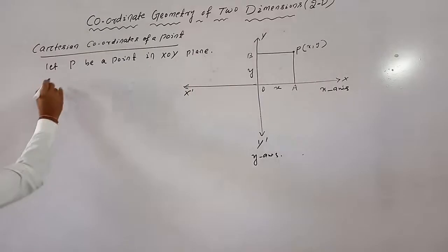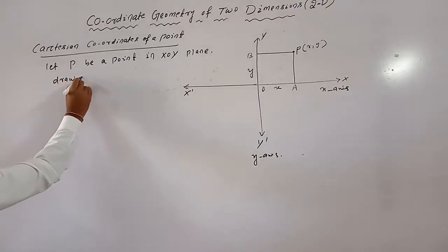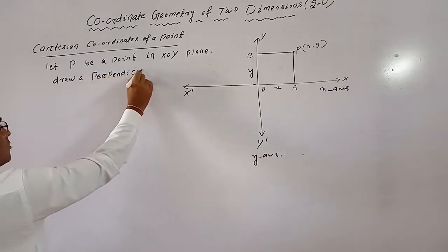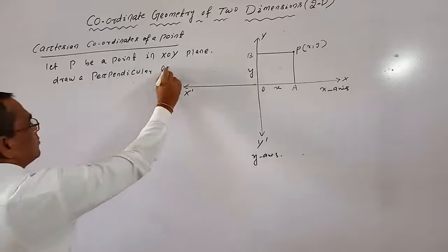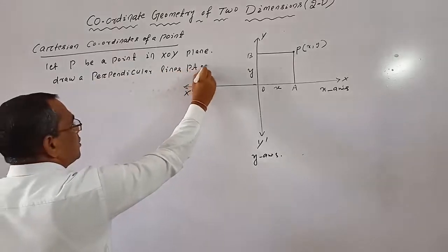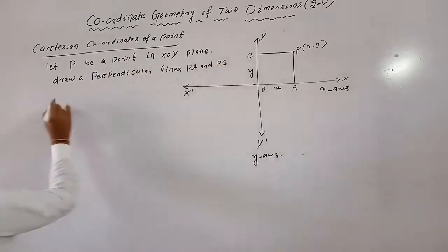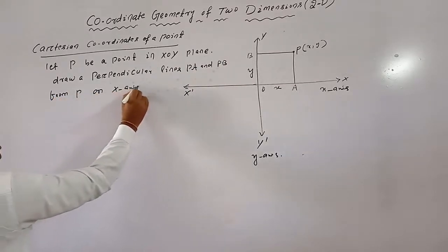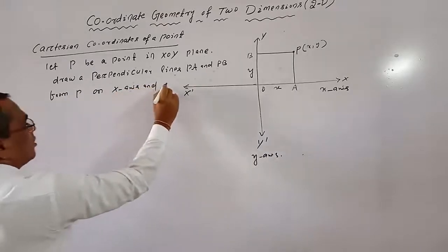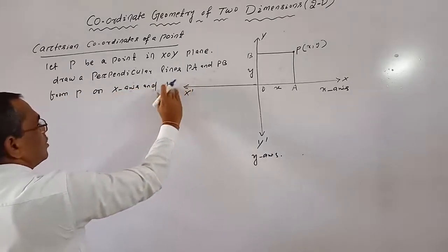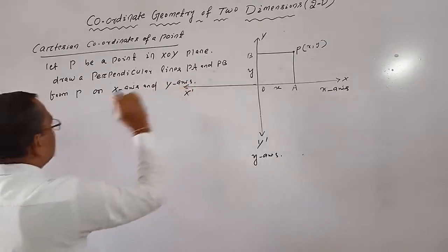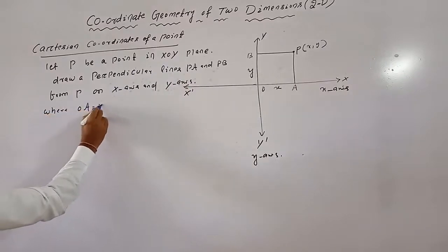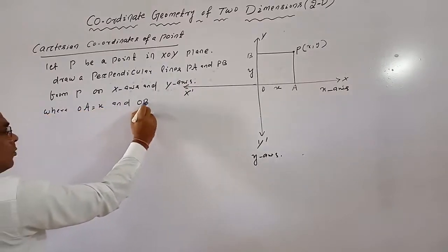Draw perpendicular lines PA and PB from P on the x-axis and y-axis, where OA is equal to x and OB is equal to y.